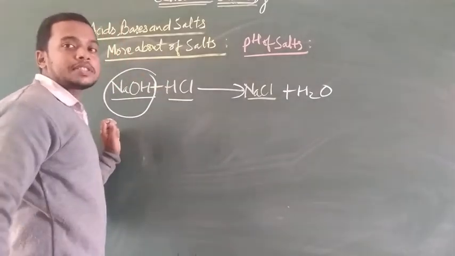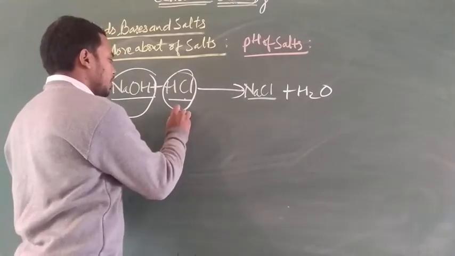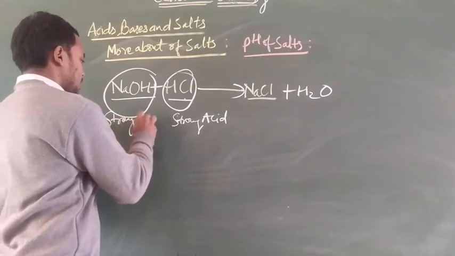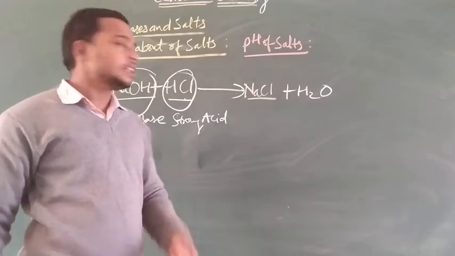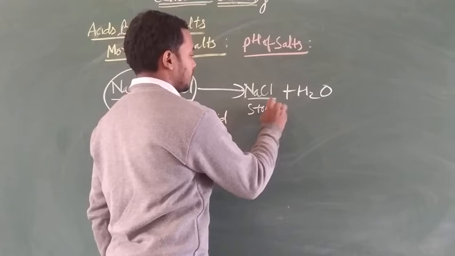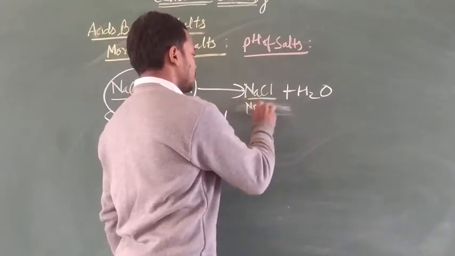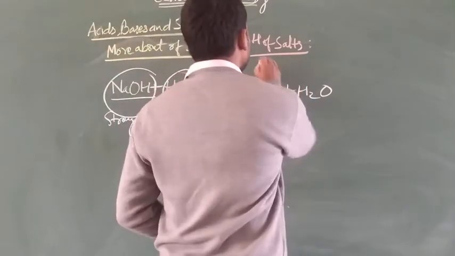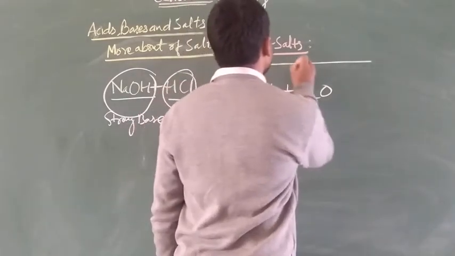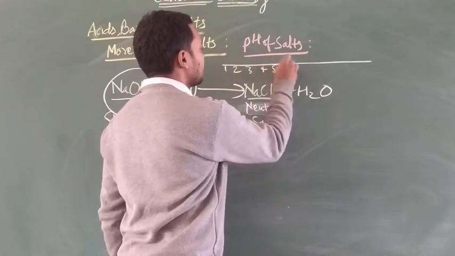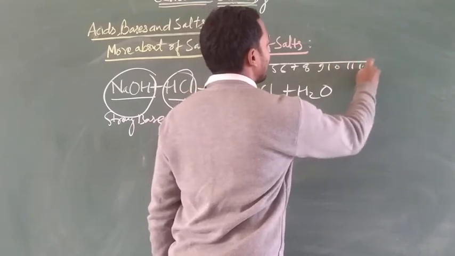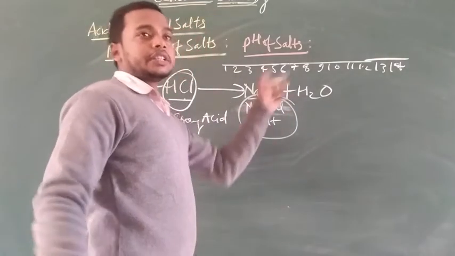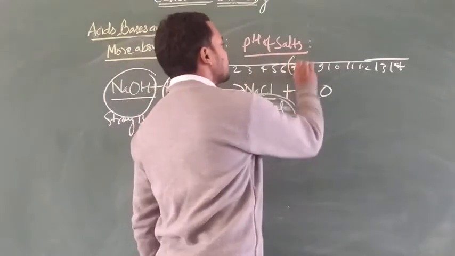So NaOH is the base and HCl is the acid. HCl is a strong acid and NaOH is a strong base. They neutralize each other and form a neutral salt. So we know our pH range: it is 7, and 1, 2, 3, 4, 5, 6, 7, 8, 9, 10, 11, 12, 13, 14. This is our pH range. Where does a neutral salt fall in the pH range? A neutral salt falls in this region.